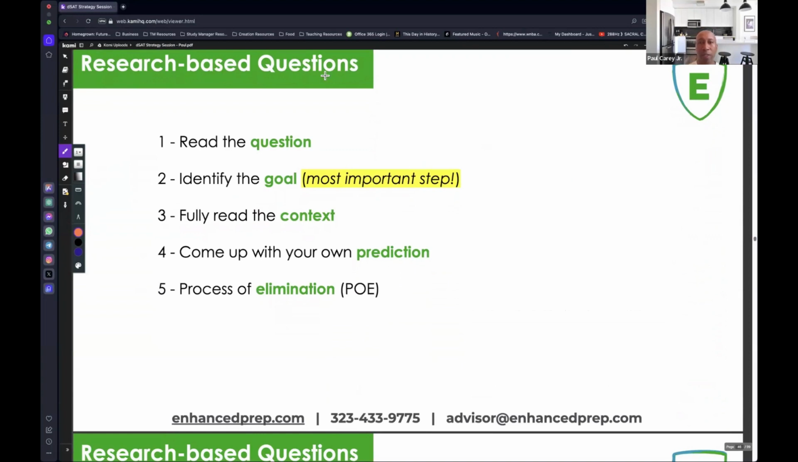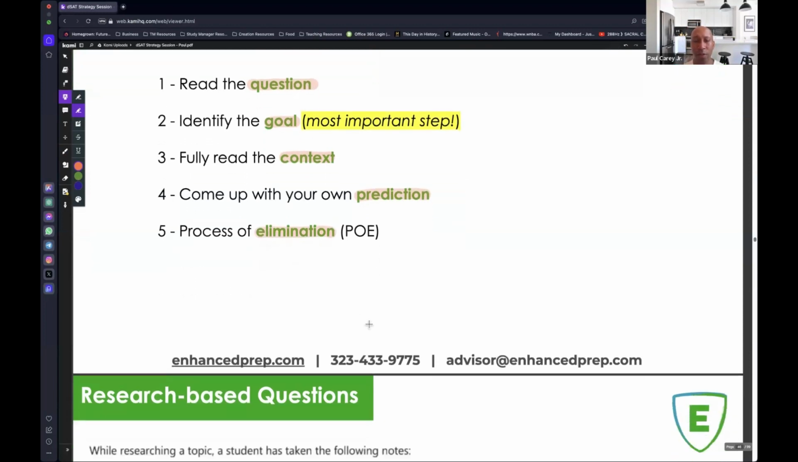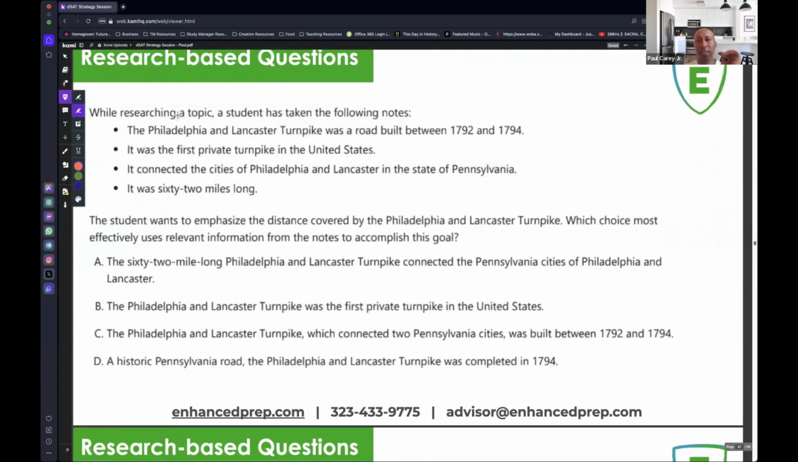So now let's get to a little bit of the reading part. So this is going to be our research-based questions. With research-based questions, we want to do something a little bit different. What we've talked about so far is more of the English portion. This is going to get a little bit more to some of that reading stuff, right? Where we're really analyzing different things. So one thing that we want to do is make sure that we're reading the question, identify the goal that the question is asking us, which is going to be the most important step. We want to read for full context, come up with our own prediction, and then use our process of elimination to answer those questions.